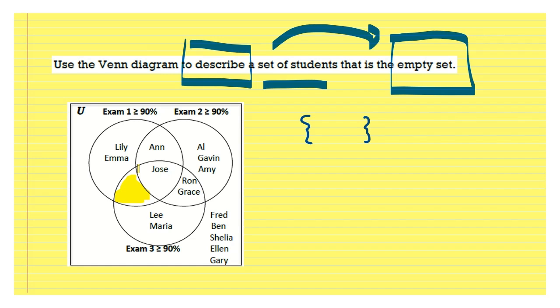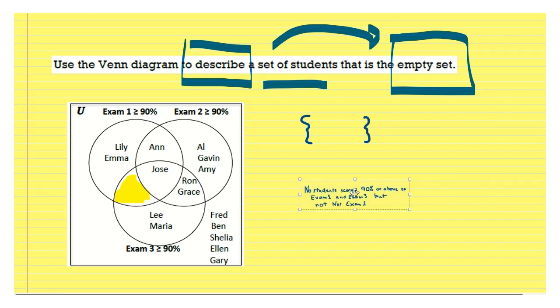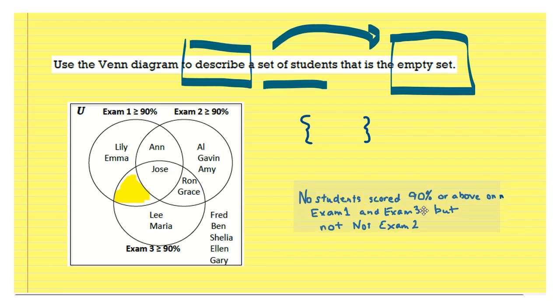These are the people that scored that, or these are not the students, because there are no students that scored higher on any of the exams. Let's see. How can we describe that? Let's pull something out here and look at this and see how it makes sense.